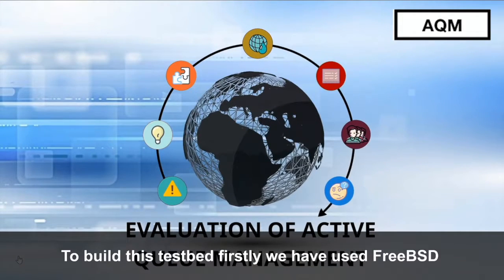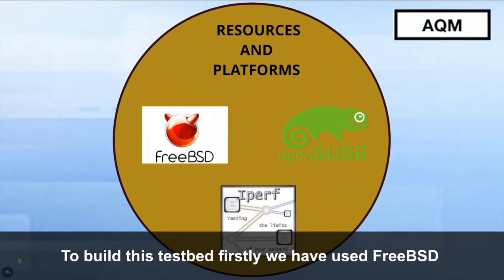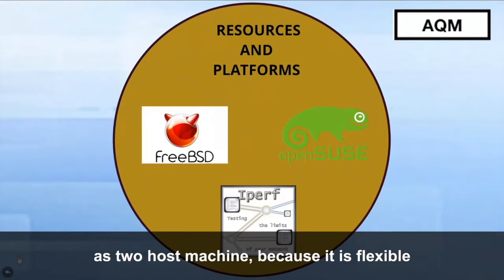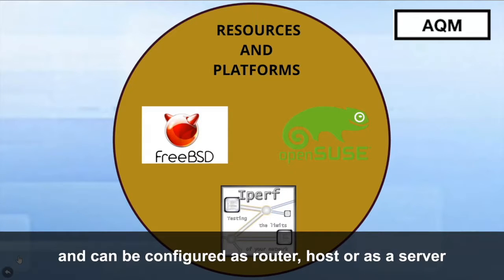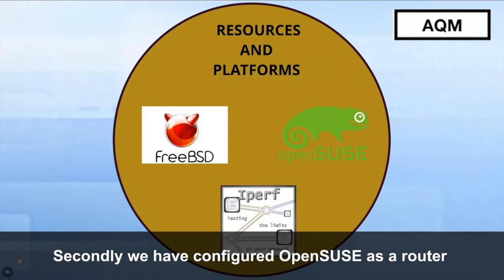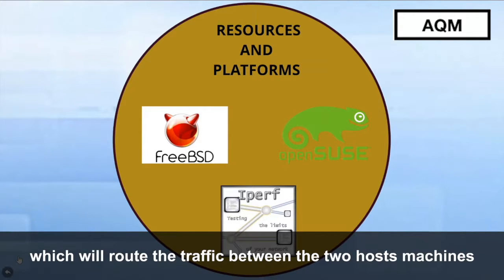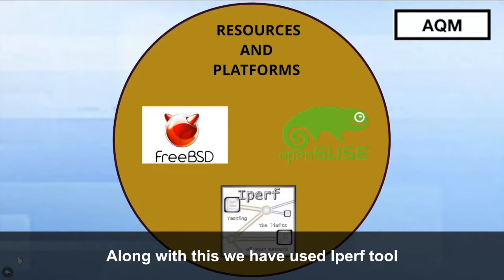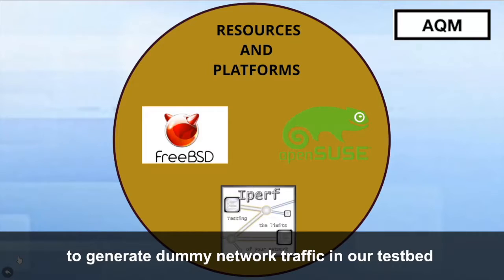To build this testbed, firstly we have used FreeBSD for the 2 host machines because it is flexible and can be configured as a router, host, or as a server. Secondly, we have configured an open source router which will route the traffic between the 2 host machines. Along with this, we have used the iPerf tool to generate dummy network traffic in our testbed.